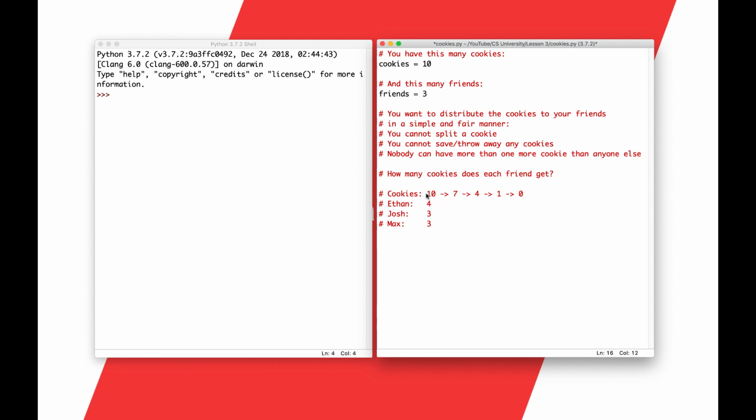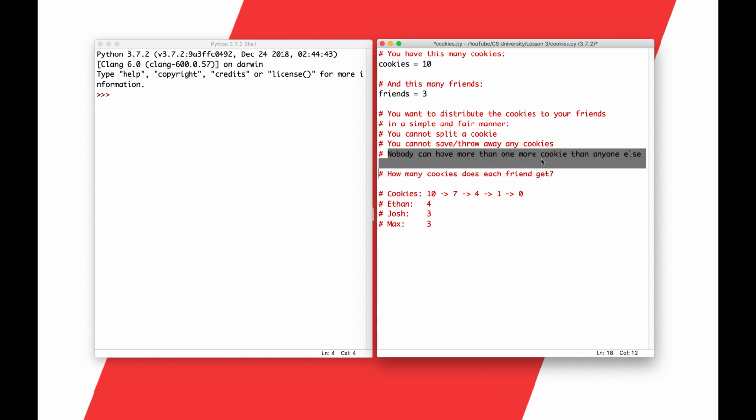So now we've given out 10 cookies. And what we need to check, first of all, did we split any cookies? No, because there are no fractions, there are no decimal places. Did we save or throw away any cookies? No, because we got down to 0, and 4 plus 3 plus 3 is 10. So all 10 cookies were given out to someone.